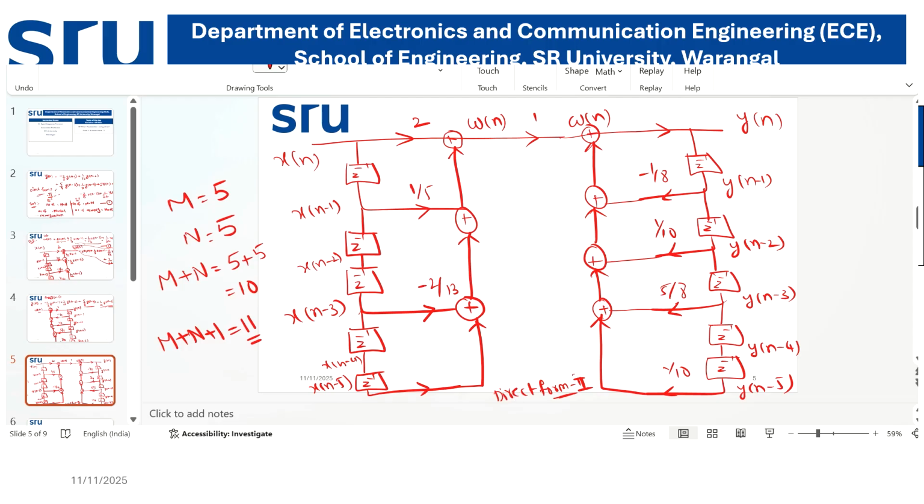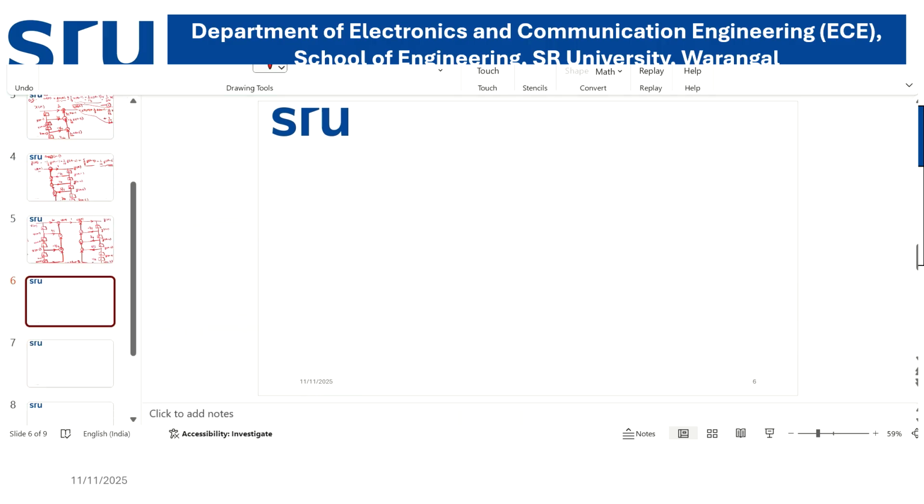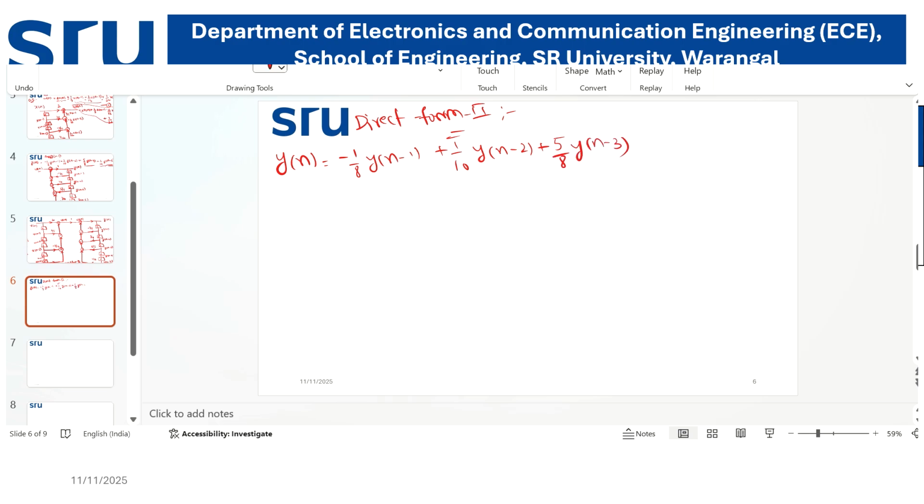So now we will compare the same with the direct form 2 structure. Now for direct form 2 structure, write down the first given expression, that is y of n is equal to minus 1 by 8 y of n minus 1 plus 1 by 10 y of n minus 2 plus 5 by 8 y of n minus 3 plus 1 by 10 y of n minus 5 plus 2 into x of n plus 1 by 5 x of n minus 1 minus 2 by 13 x of n minus 3 plus 1 by 32 x of n minus 5. Give it as equation number 1.